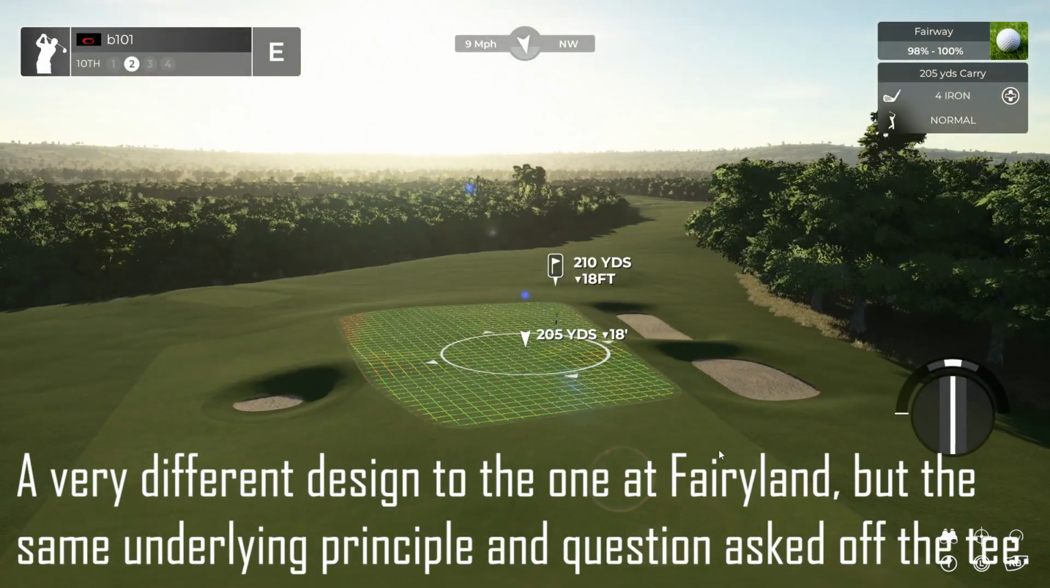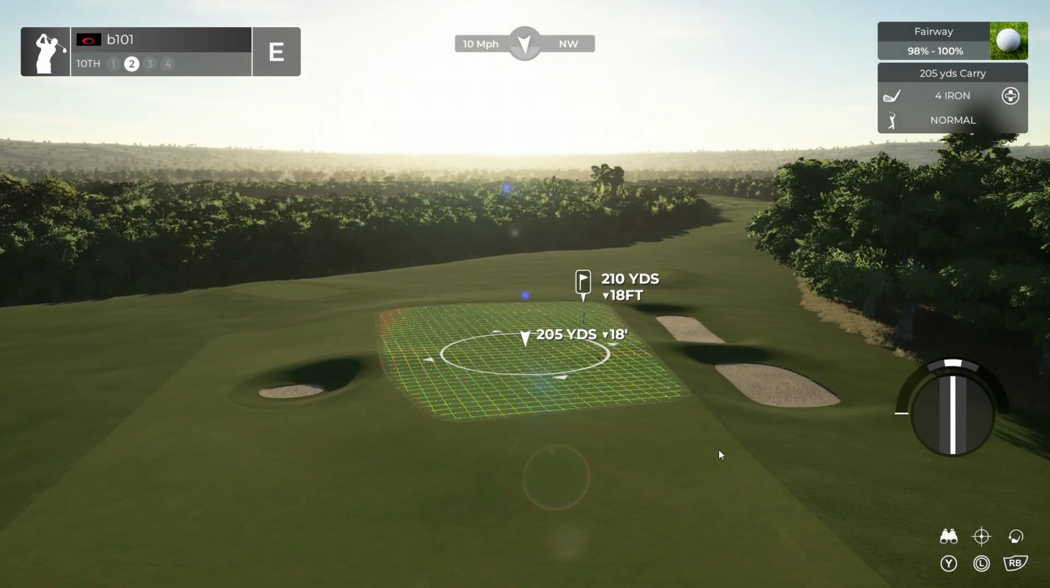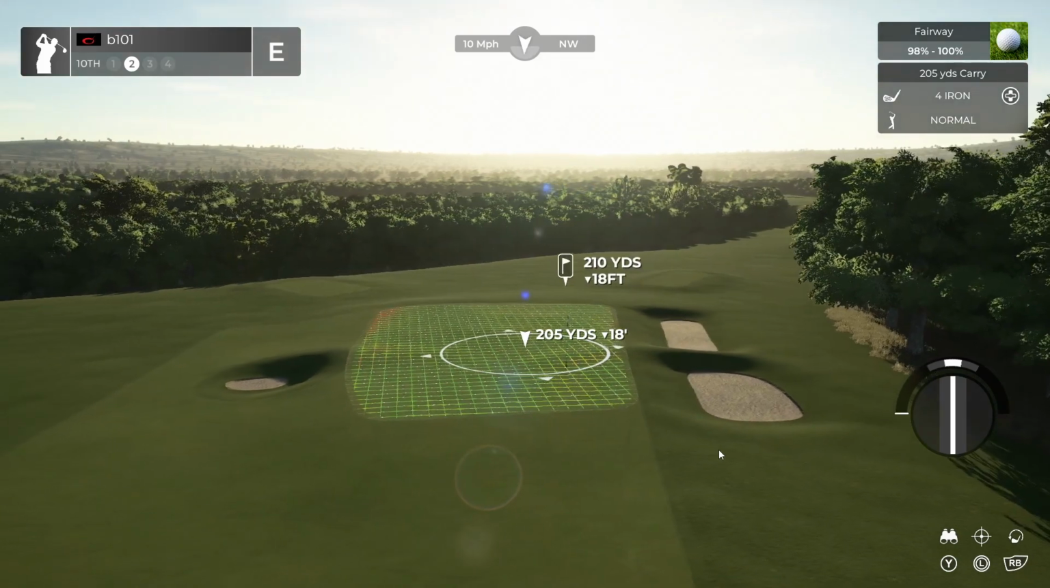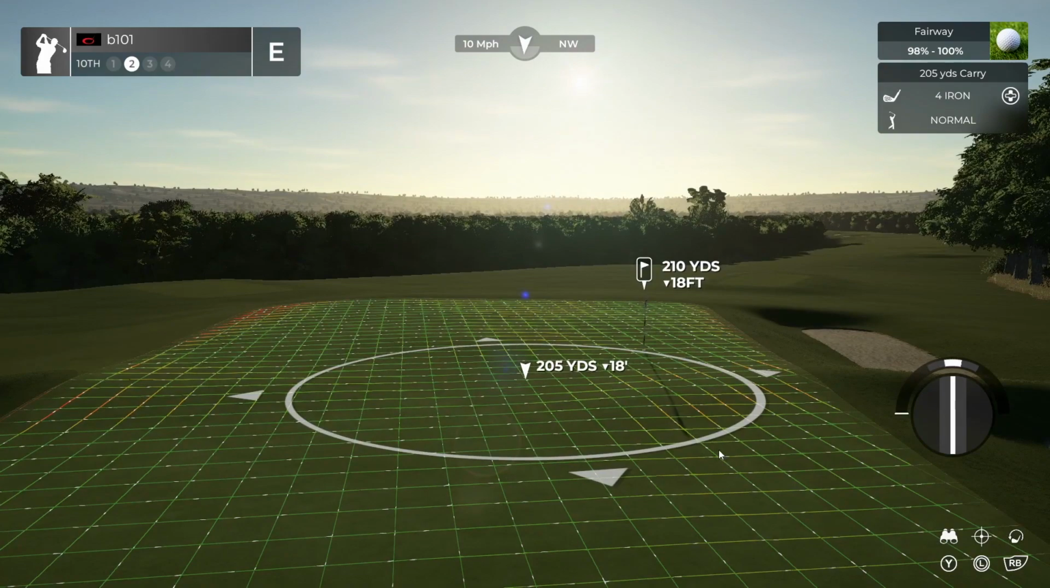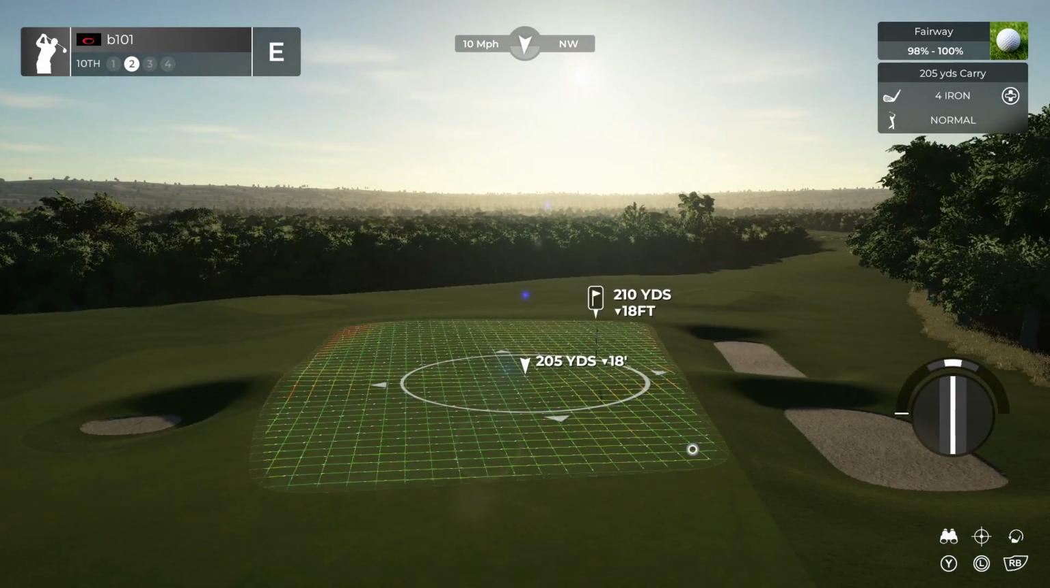As you can see from today, with wind into us, it plays very differently and really long and quite challenging. If it's downwind, you can potentially bomb it straight over that bunker and you've got maybe a wedge in. Different pin positions as well will change how this plays.